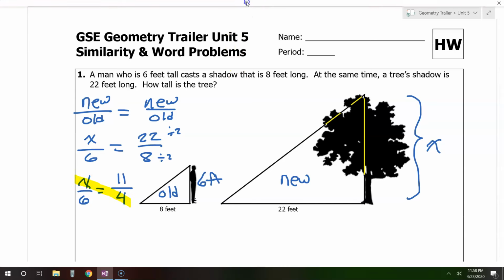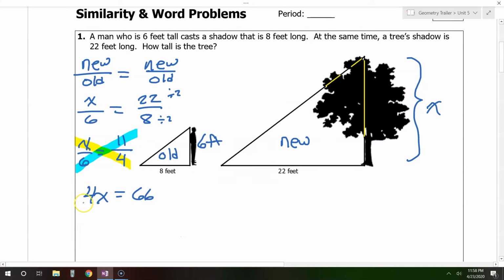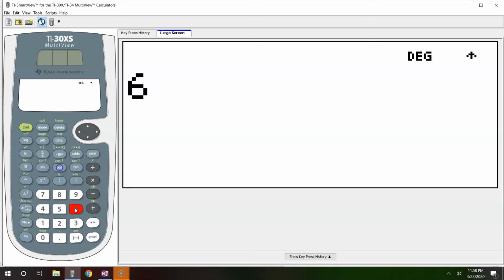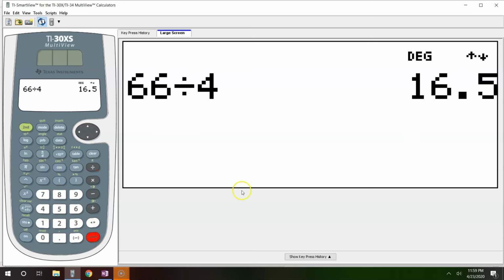So if you look at this diagonal, that gives you 4x. And then if you look at the other diagonal, multiply, and that's going to be 66. So 4x is equal to 66. And then finally we have to divide both sides by 4. And that is 16.5.